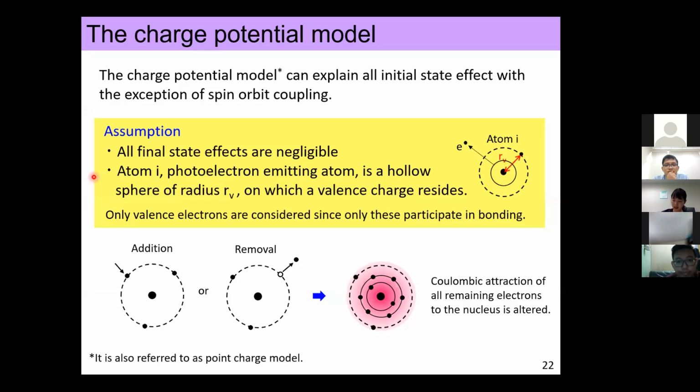Here only valence electrons are considered, since only these participate in bonding. This model is based on the fact that addition or removal of valence electrons will alter the Coulombic attraction of all remaining electrons to the nucleus.